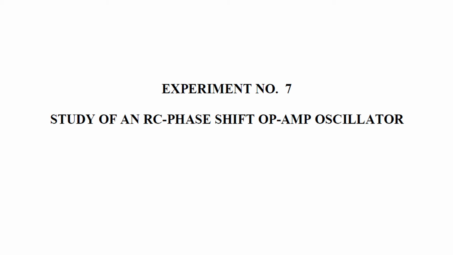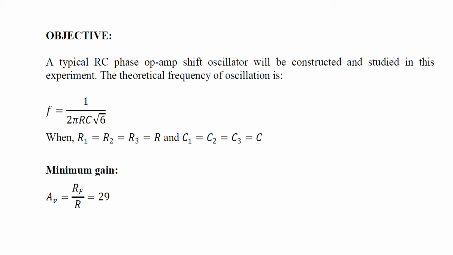Alright, so today will be experiment number 7, study of an RC phase shift op-amp oscillator. The objective of this experiment is to learn how an RC network changes phase, or phase shifts, when connected to an op-amp, and how the result will be a sinusoidal signal or oscillator, and how to measure the frequency of this oscillation.